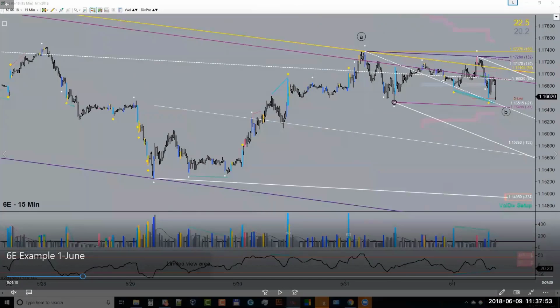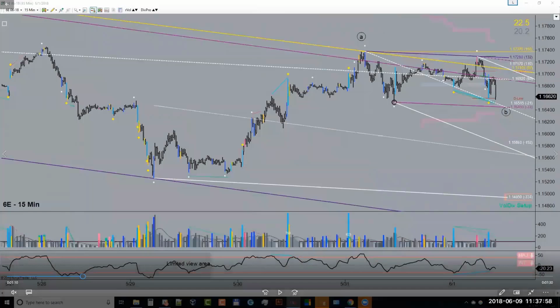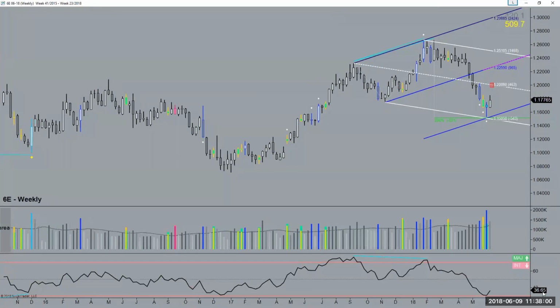The 6E had turned up from probably the most perfect and beautiful area that we have seen in forever. And it put that low in right there, which is just totally perfect. The lower median line, right where the 100% warning line of the channel intersects it at the exact day that they intersected, which is another really cool thing about market geometry. It pinpoints not just price, but oftentimes both time and price.